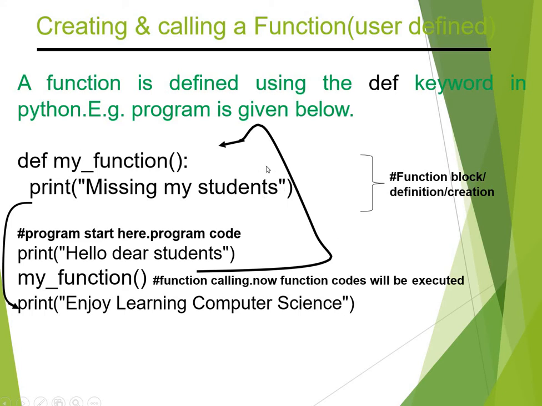The first part is known as the function definition or function block. The function definition starts with the keyword def. The function definition should be given before the main program. This one is the function call. A function call should not have the keyword def.